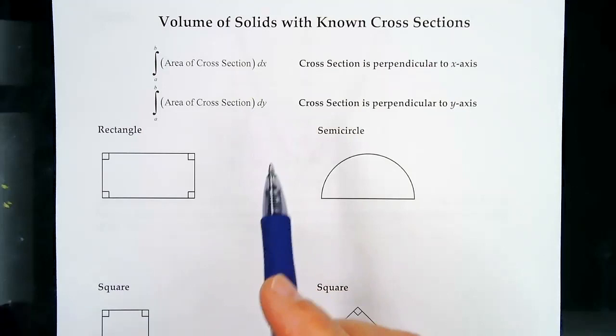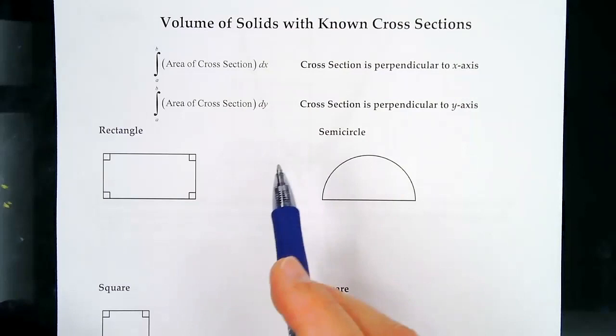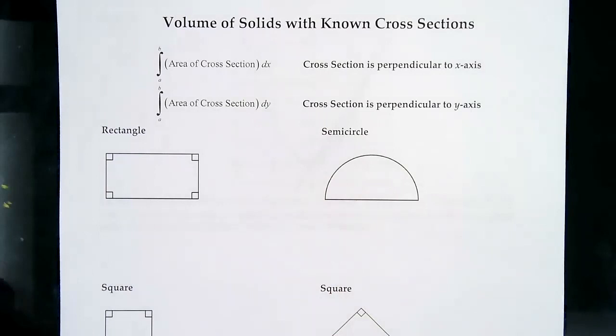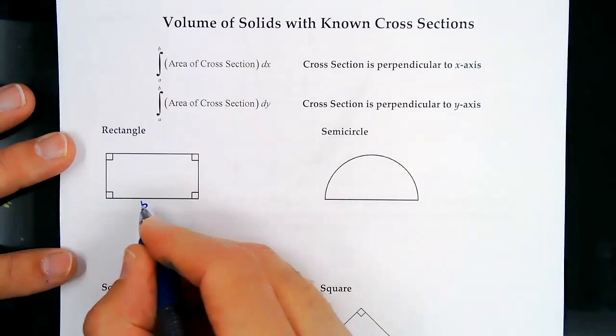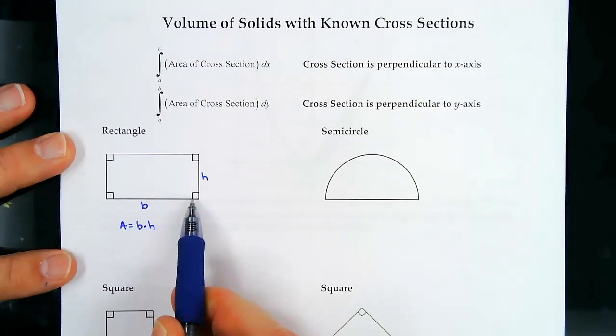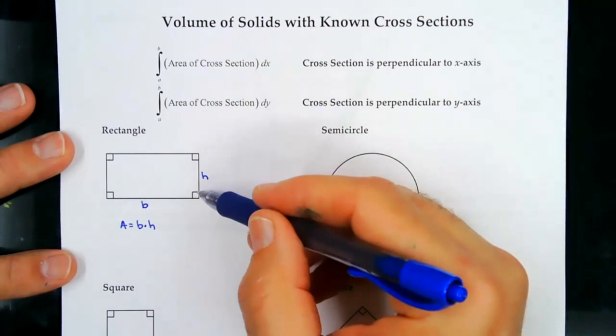So the thicknesses, if you're drawing them, you have your x and y axis and you're drawing the leg or the base or the diameter. If it's perpendicular to the y axis, then the thicknesses of these shapes are all going to be dy. Okay, so just going over how to get the area. This would be the base and this would be the height. So the area of a rectangle is base times height. And this base right here would be sitting on the region that they're talking about, all right?